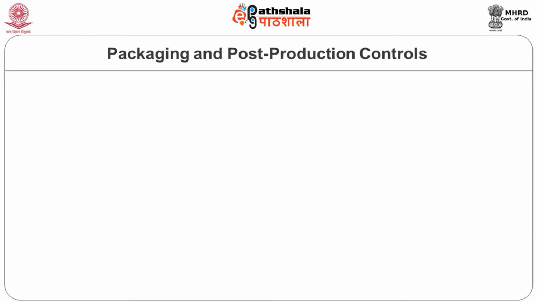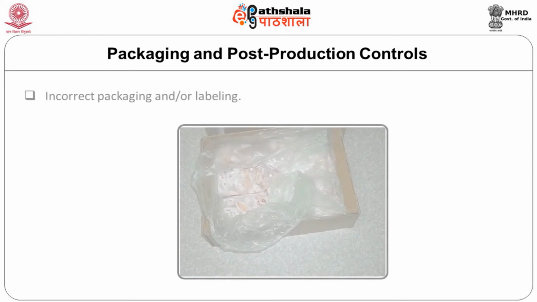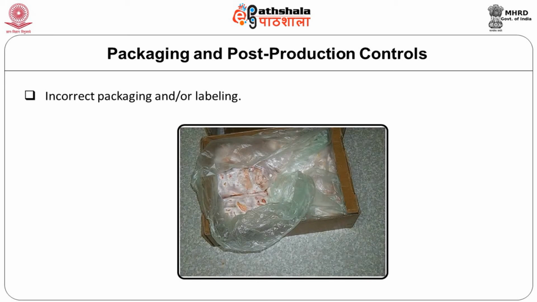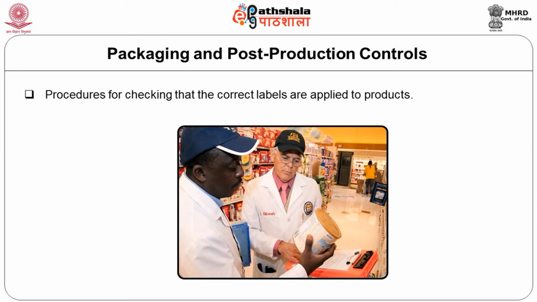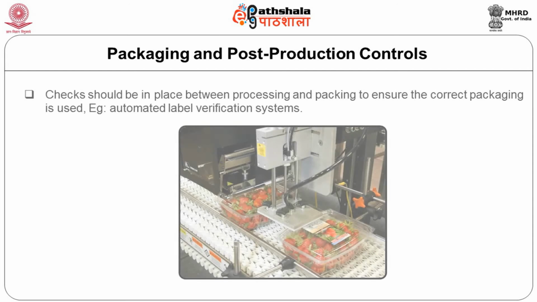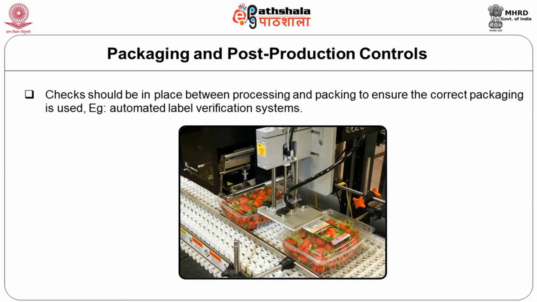Packaging and post-production controls. Incorrect packaging and or labeling is a major cause of allergen-related product recalls. Procedures for checking that the correct labels are applied to the product should be implemented very stringently. They should also be audited so that accurate information is provided to allergic consumers. Checks should be in place between the processing and packaging areas to ensure correct packaging is used.